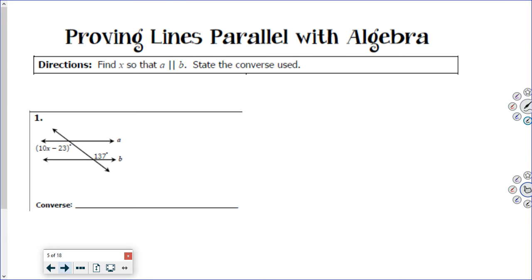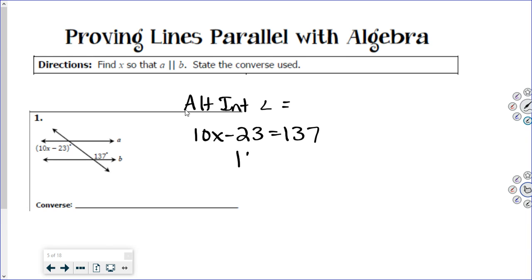Okay, now here's the thing. These questions are very similar to the ones you have already done. You are going to look at what kind of angles we are looking at. Those are alternate interior. Because alternate interior angles are equal, we're going to set them equal. So we would just do 10x minus 23 equals 137. Add the 23 to each side. I get 160, and so x equals 16.